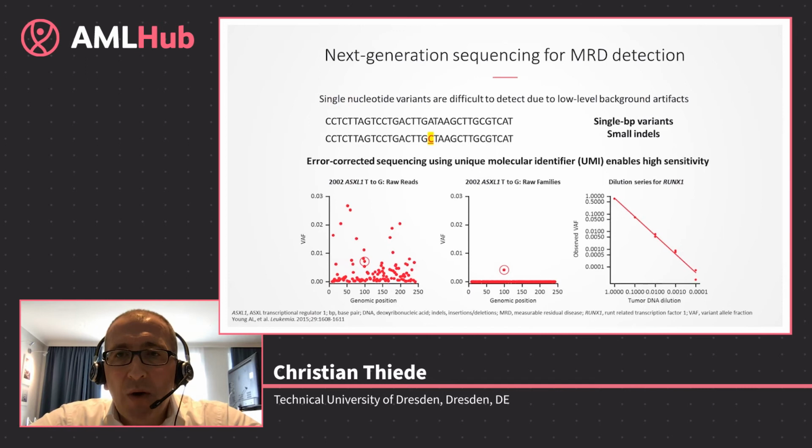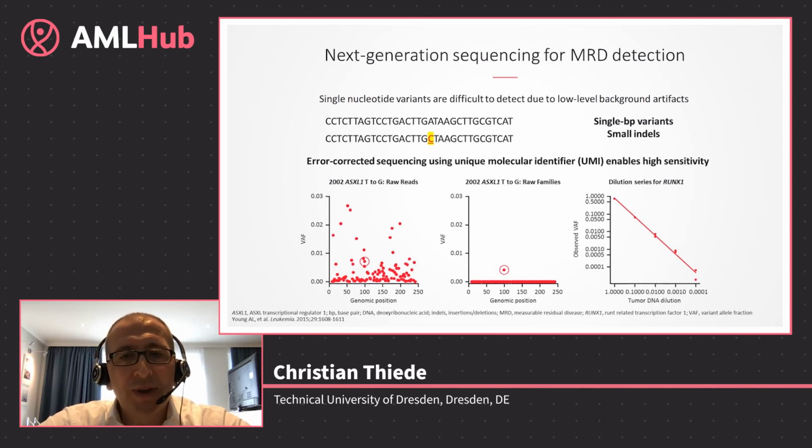Coming now to the novel techniques like next-generation sequencing. Of course, next-generation sequencing in theory, by just scaling up the read counts, could detect alterations at a very high sensitivity. But the problem is that due to the technical artifacts produced during the preparation of the NGS library, artifacts are induced where you have false positivity, especially in single base pair variants, which is the most common alteration in AML.